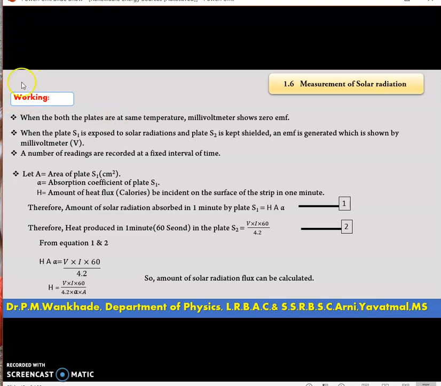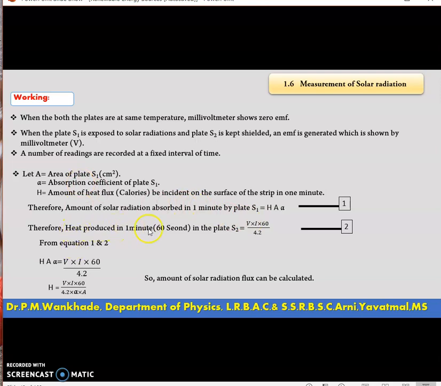Let A be the area of plate S1, which is measured in centimeters squared by using a ruler. Alpha is the absorption coefficient of plate S1. H is the amount of heat flux, measured in calories, incident on the surface of the strip in 1 minute. Therefore, the amount of solar radiation absorbed in 1 minute by plate S1 is equal to H into A into alpha.